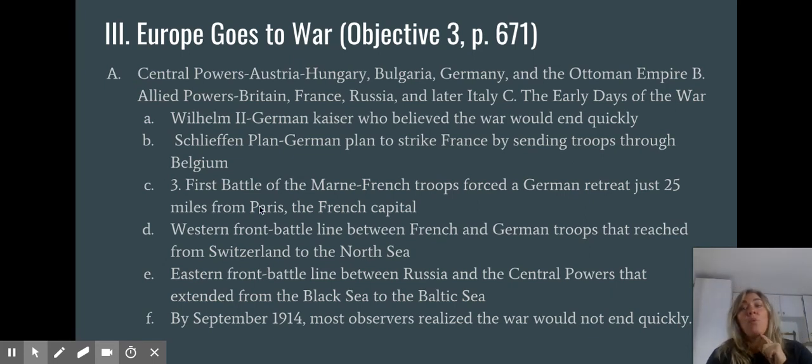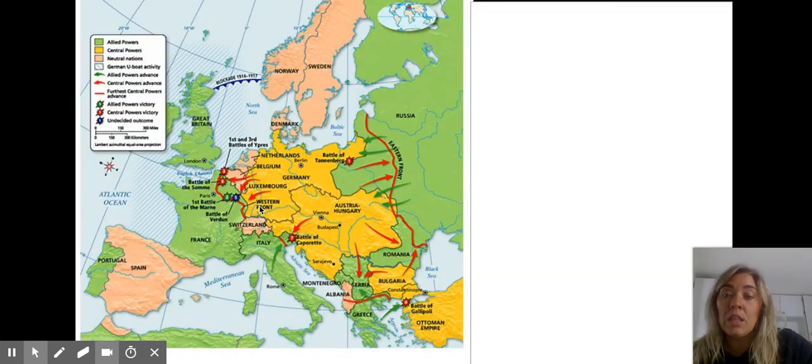He also came up with a plan. It's called the Schlieffen Plan. I don't know if I said that right, but the plan was to strike France by sending troops through Belgium, which, remember, I told you that's how the war started. But he thought if he did that quickly enough, so right here, if he did that quickly enough that he could invade France so fast and take over Paris. Back in the day, that's how you win a war. You just take over the capital because the capital would be like where the government is. And so you just take over the government and you win.